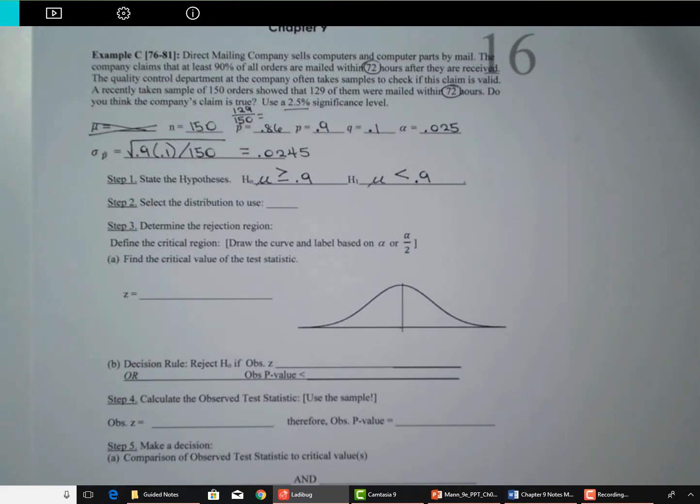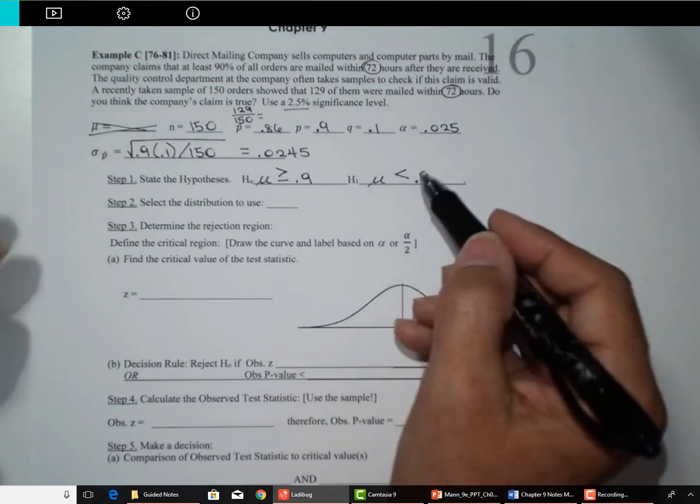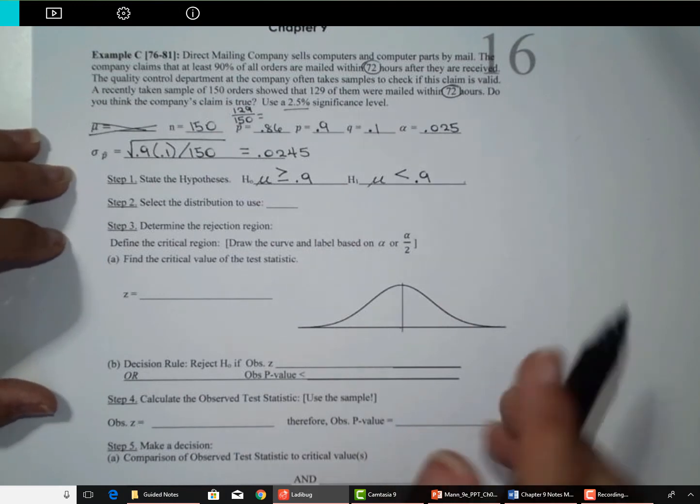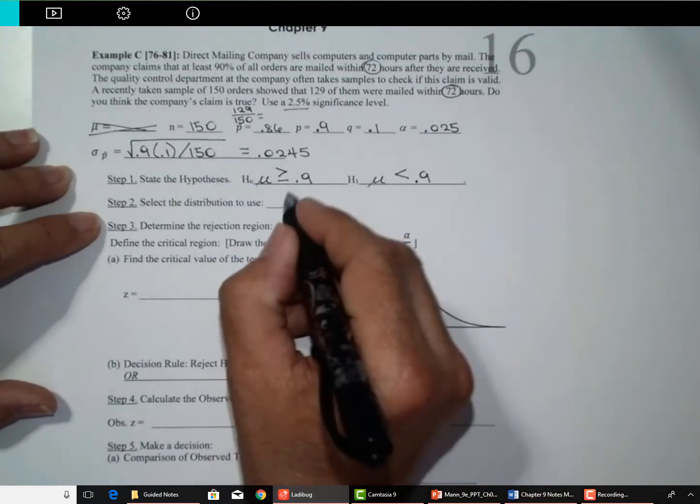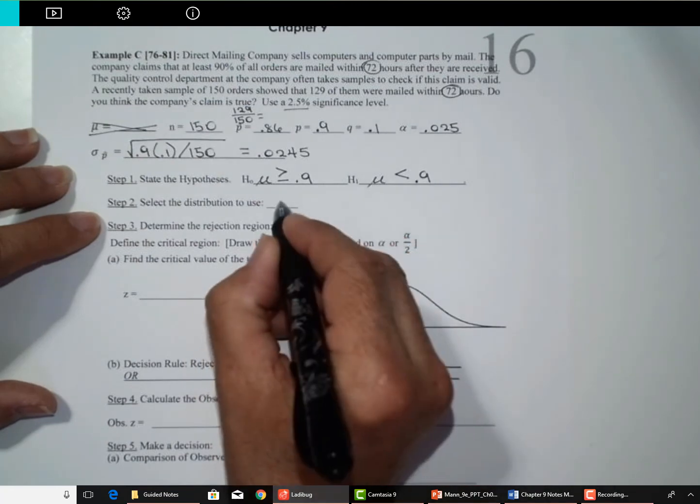Now, because our quality control department works for the company, they're probably hoping that they're wrong, but what they're checking for is to see if the claim is false, to see if their quality control has slipped, and see if they're not shipping as fast as they should.